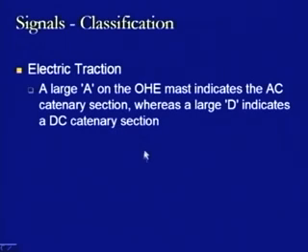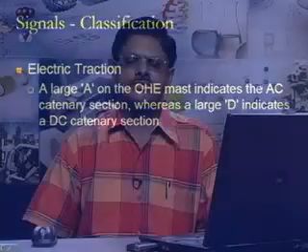Then further, if there is a large A on the OHE mast, it indicates AC, whereas if there is a large D, it indicates a DC catenary section. So, this is how the electric traction indications are given to the drivers when they are moving on the electrified track. In this lecture as well as in the previous lecture, we have seen different types of signals which can be provided on any track. In today's lecture, we covered the signals which have been categorized by locational characteristics, or which can be used in specific conditions, and therefore have specific characteristics.